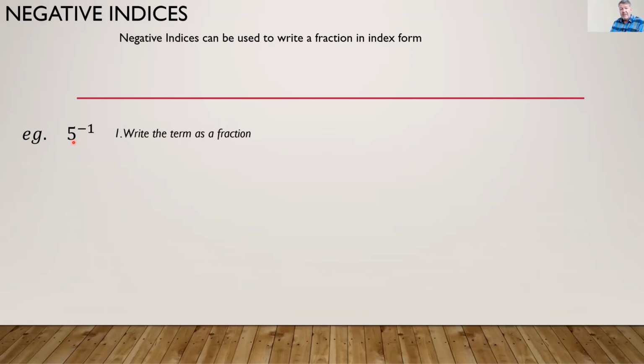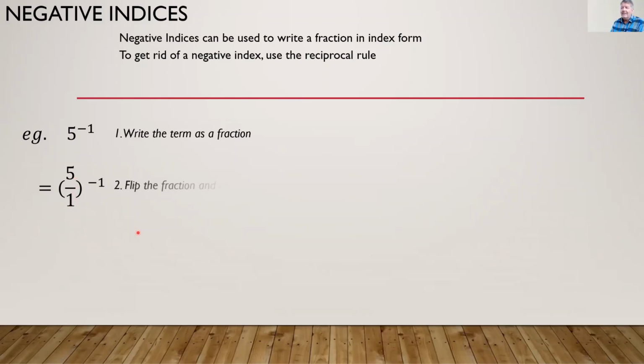All right, 5 to the power of negative 1. How do we write 5 as a fraction? 5 over 1, correct. So we rewrite it as 5 over 1 to the power of negative 1. Now, the next part is to get rid of the negative index, use the reciprocal rule. So, what was the reciprocal rule again? We had to flip that fraction. So let's flip the fraction and make the index positive. That's a bit you've got to remember, make the index positive. So that becomes 1 over 5, but what happens to the negative 1? Becomes positive 1.